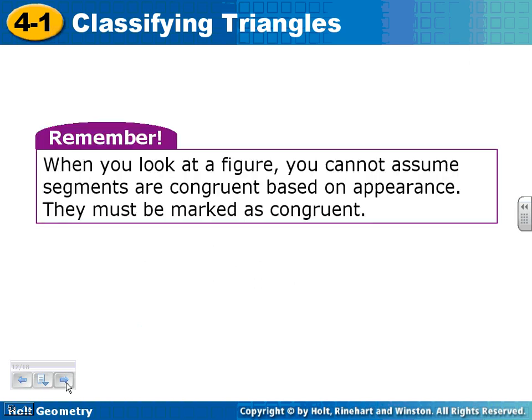Okay. Before we do some examples, remember this thought. When you look at a figure, you cannot assume segments are congruent based on appearance. They must be marked as congruent. For example, if I draw a triangle like this, well, those three sides may look congruent, but you don't know they are congruent until you actually have tick marks. Don't assume.